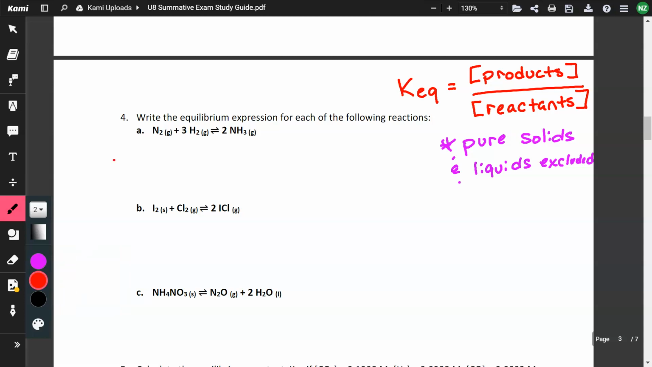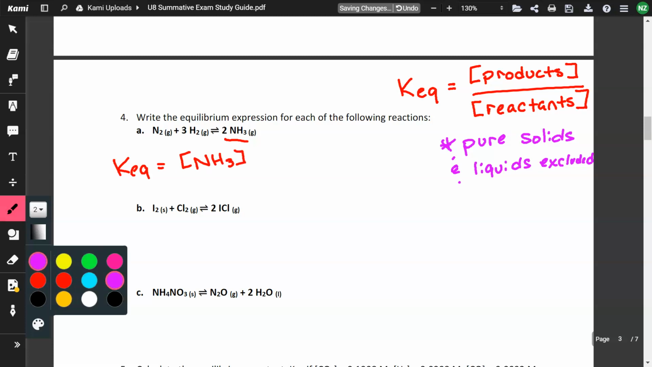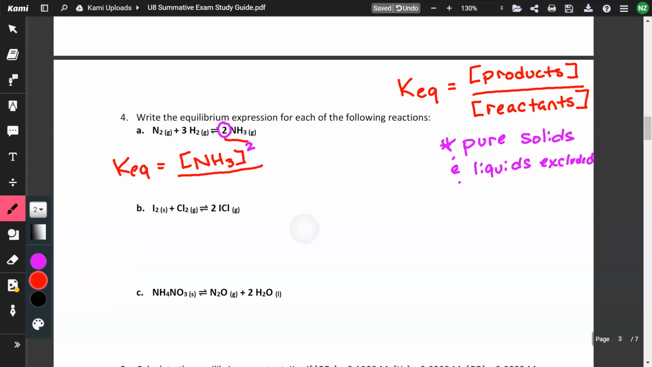So our KEQ is going to be products. The only product that we have is NH3, and we have a 2. That 2 coefficient becomes a 2 exponent. Our reactants are N2 and H2. If you have more than one product or reactant, we multiply them together. And then we have a 3 here, so that 3 becomes a 3 exponent. Done.